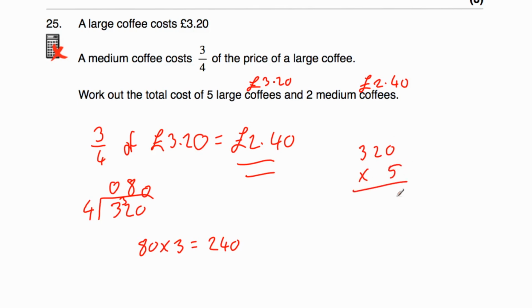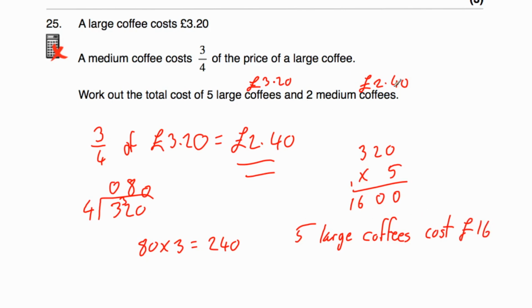So 5 times 0 is 0. 5 times 2 is 10, so let's put our 0 down and carry our 1. And 5 times 3 is 15, plus 1 is 16. So that means that 5 large coffees cost £16. So that's the cost of the 5 large coffees.